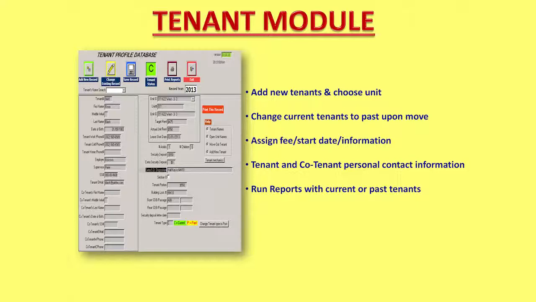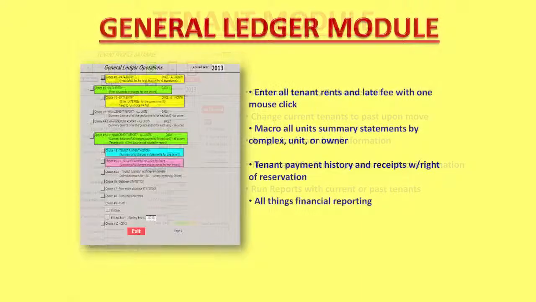If they have a co-tenant, their information will need to be filled in also. Filling in the actual rent, lease start date, how many adults, children, amount of security deposit, and if they have any key numbers. Once the information is entered, save the record. You may also run reports with current or past tenants by clicking on the Print Reports icon. These next couple of modules you will use more often and even on a daily basis.